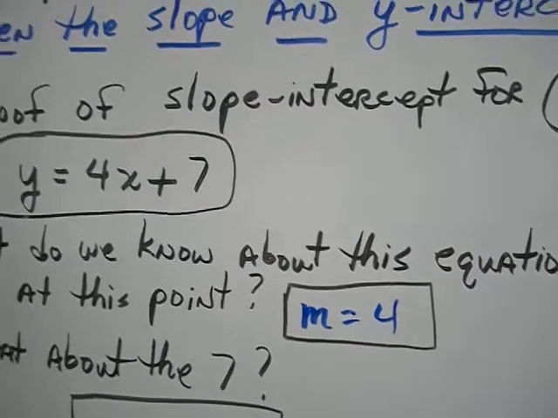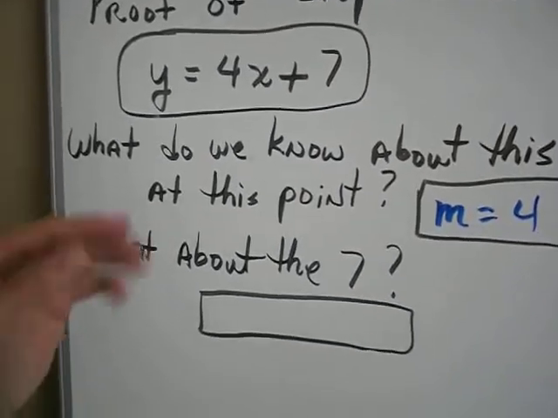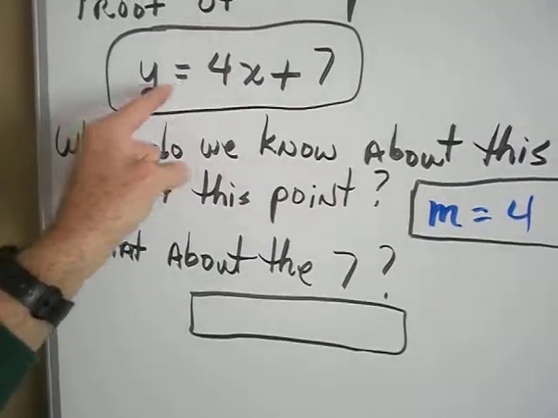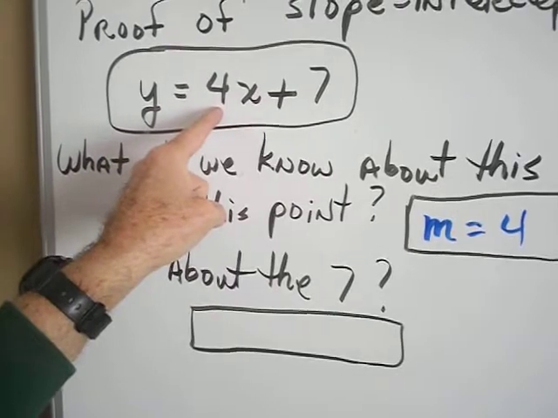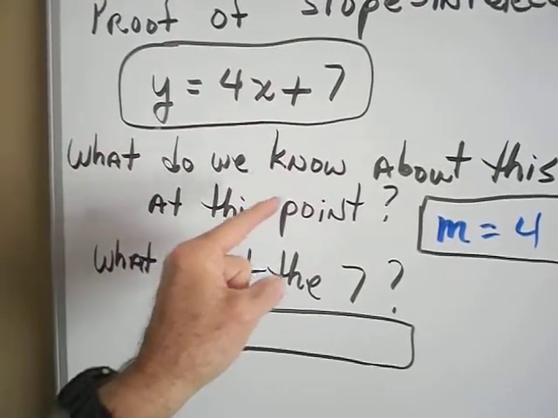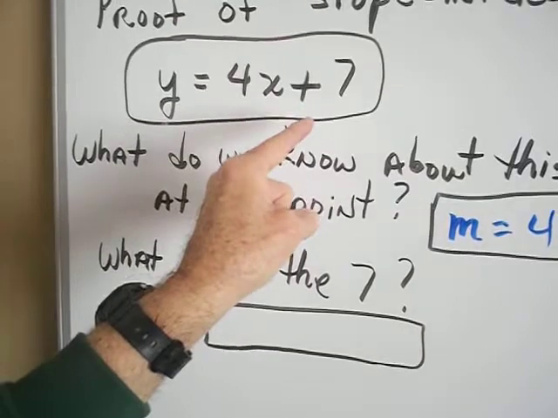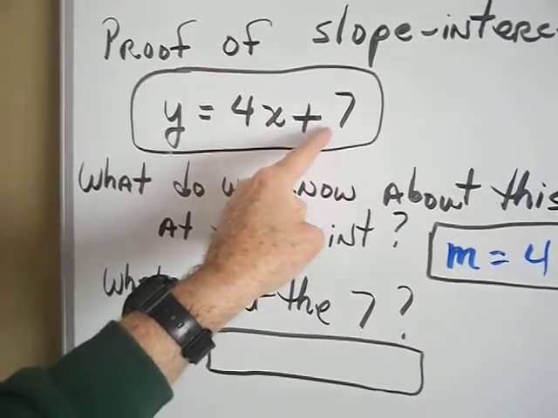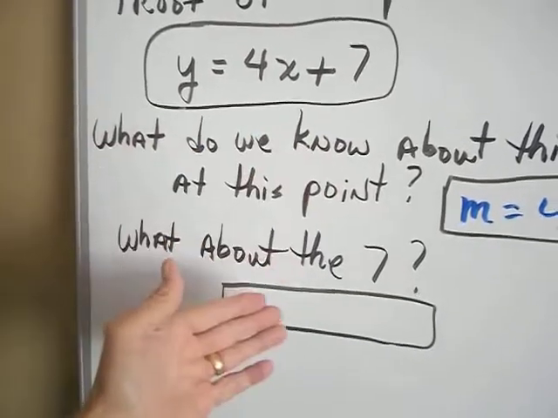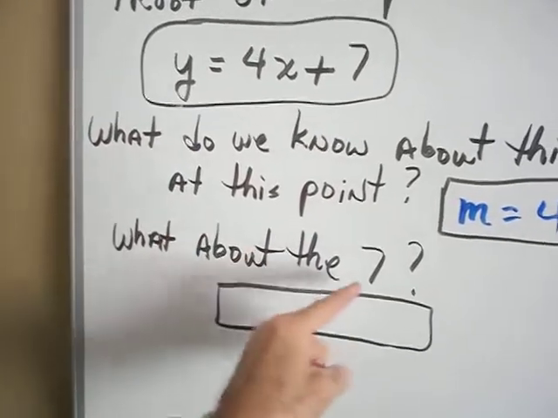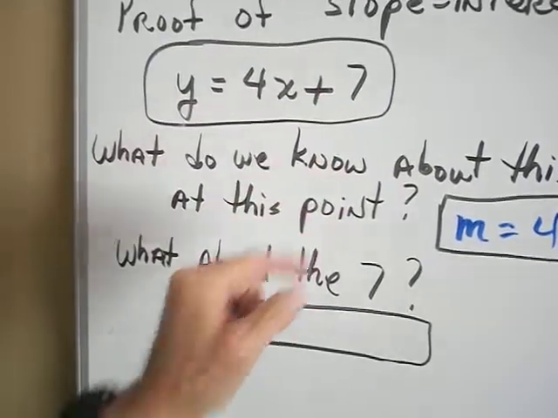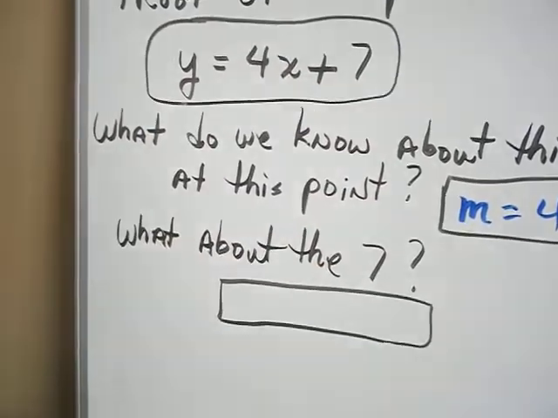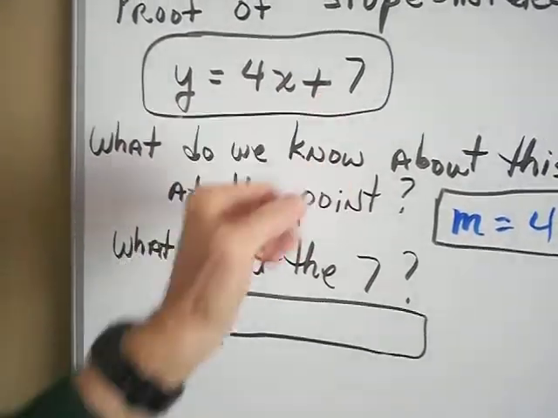Well, then here's a follow-up question that oftentimes is asked of me. I know that when the equation is solved for y, the coefficient of x, the 4, is the slope. I'll get asked this: is there any purpose of the constant term 7? Does the constant term positive 7 serve any purpose? And it does. The positive 7 is the y-intercept.